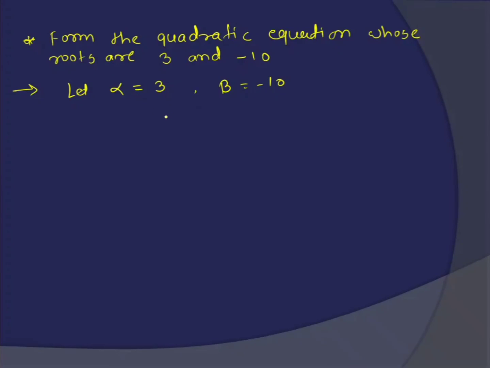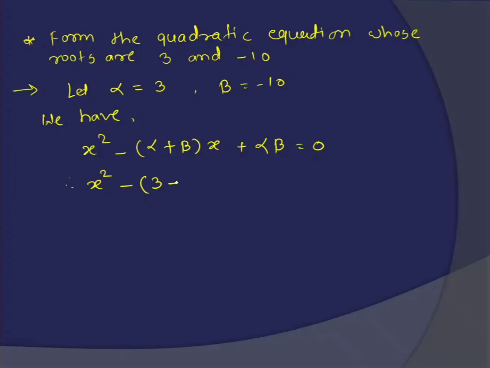So if these two are the roots of the quadratic equation, then we have the formula by which we can find the quadratic equation, and the formula is x square minus into bracket alpha plus beta into x plus alpha beta is equal to 0. Now in this formula we just have to replace the values of alpha and beta. So the first term x square as it is, minus alpha plus beta x, so alpha is 3 plus beta is minus 10, so that should be in bracket minus 10, and the bracket is completed, into x plus alpha into beta, that is 3 into, again beta should be in bracket, that is minus 10, that is equal to 0.